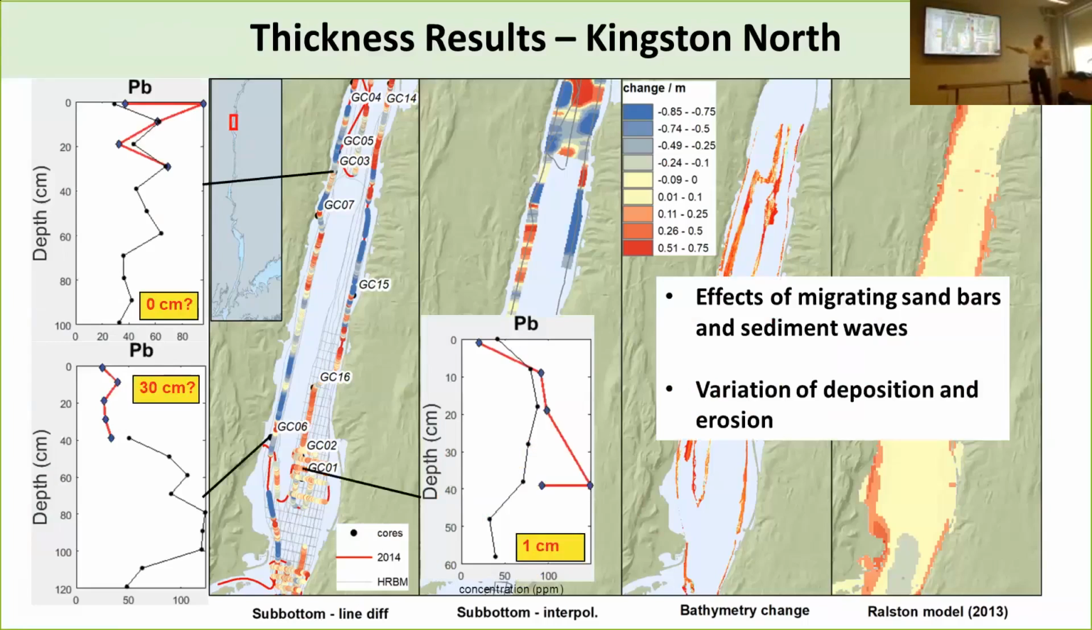Anyway, our data seem to link pretty well with the sediment cores. The one in this area shows only very little deposition, the same as there, and then here near the shoreline there might be pretty thick deposition, but we don't have a good overlap between the methods, so there's a lot of uncertainty. Definitely we can say that there seems to be a variation of deposition and erosion, so it's not all depositional. And we do see the effect of migrating sandbars and sediment waves.